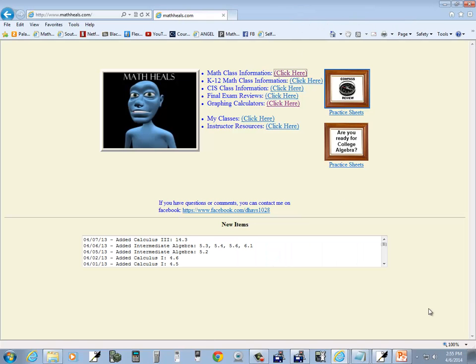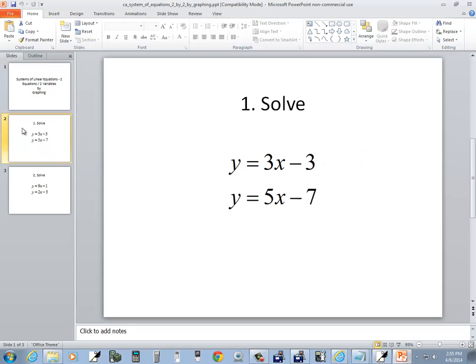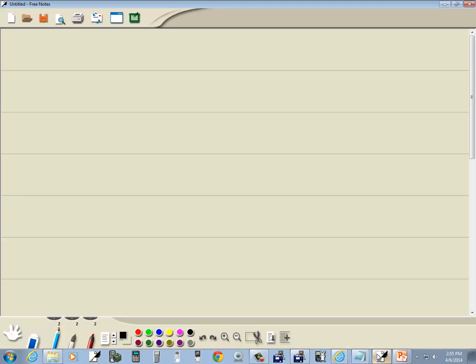Okay, let's look at this problem. y equals 3x minus 3, y equals 5x minus 7. We want to solve it. To solve this, I'm going to put this on y1, and I'll put this on y2. Graphing works very well if it's already solved for y, or you can easily get y by itself. But I have to have y by itself.